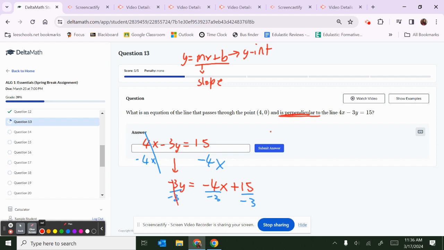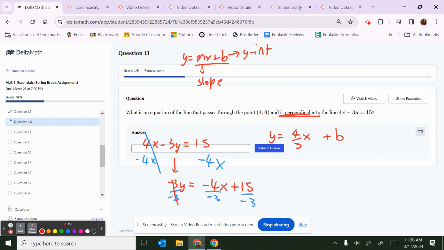So I would have y is equal, a negative divided by a negative gives me a positive. And can I divide 4 by 3? No. So I leave it as positive 4 over 3x. And then 15 divided by negative 3 is negative 5. But do I care about that y-intercept, guys? Do I care about this number out here? No. So I'm going to replace it with a plus b.